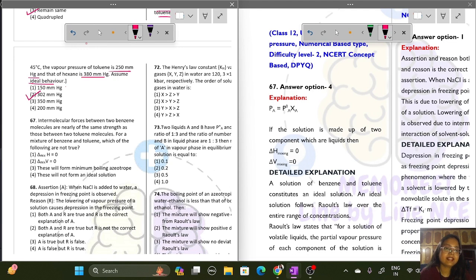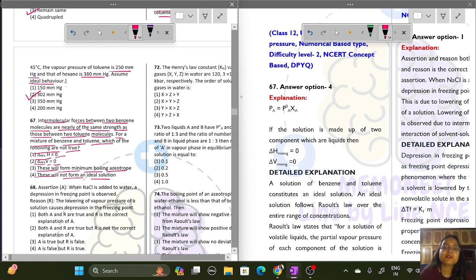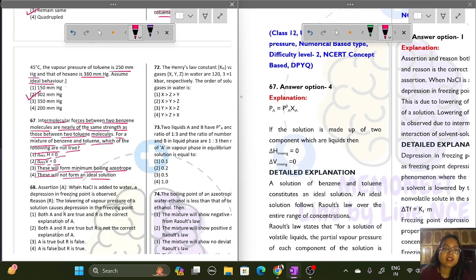For question number 67, intermolecular forces between two benzene molecules are nearly the same strength as those between two toluene molecules. For a mixture of benzene and toluene, which of the following are not true? Okay, so for this question, the options are delta mix of H is equal to 0, delta mix of V is equal to 0, these will form minimum boiling azeotrope, these will not form ideal solution. So among all these four options, let us see which is the correct one.